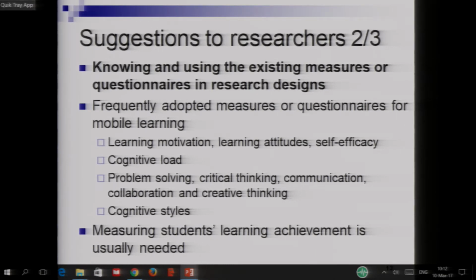I have all the questionnaires. I have collected those questionnaires for years, because we read many previous studies and we try to get the questionnaires. We collect the questionnaires that we thought were useful.